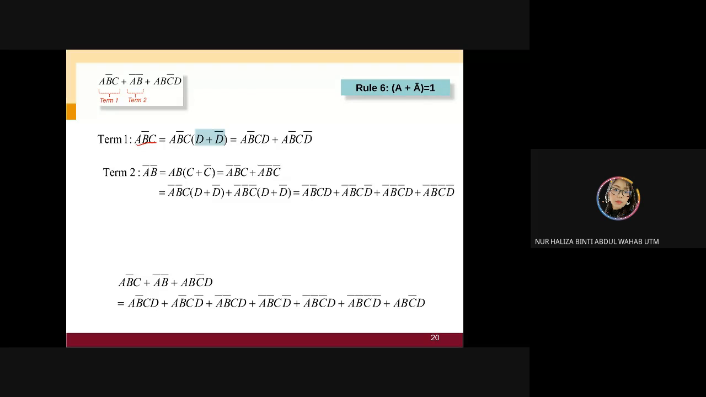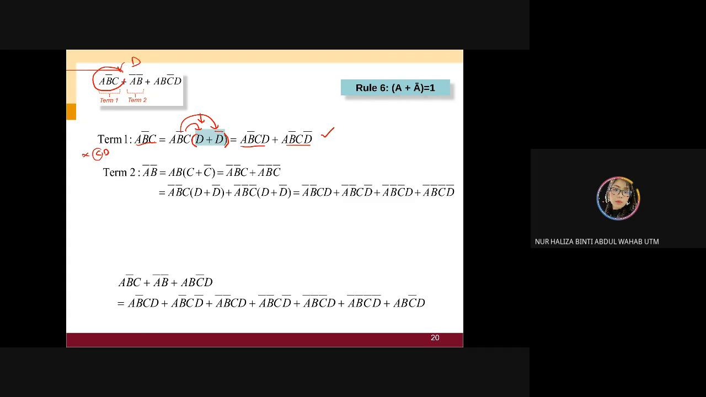Term 1, when you have A, B bar C, you lack D, right? That's why you're going to multiply with D plus D bar. And you multiply it, you will get the standardized version. Done. For term 2, you need to do it twice because you have C and D missing.